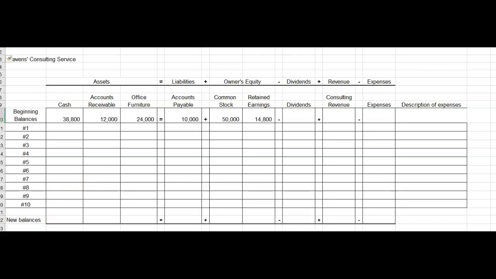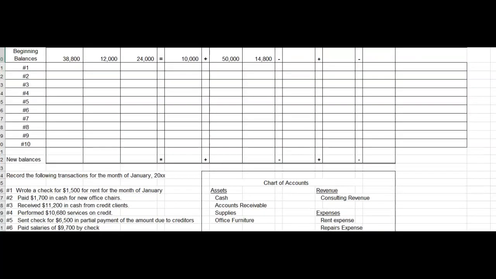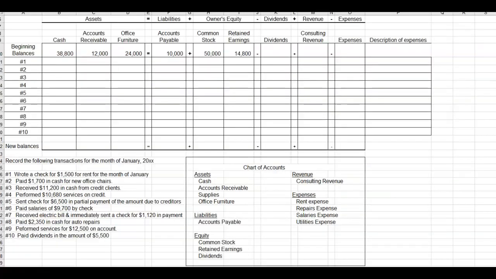If you page down on this spreadsheet, you will find the 10 business transactions and a chart of accounts. Let's first read and analyze transaction number 1. We wrote a check for $1,500 to pay for January's rent. What accounts are involved? Remember, there are always at least two.